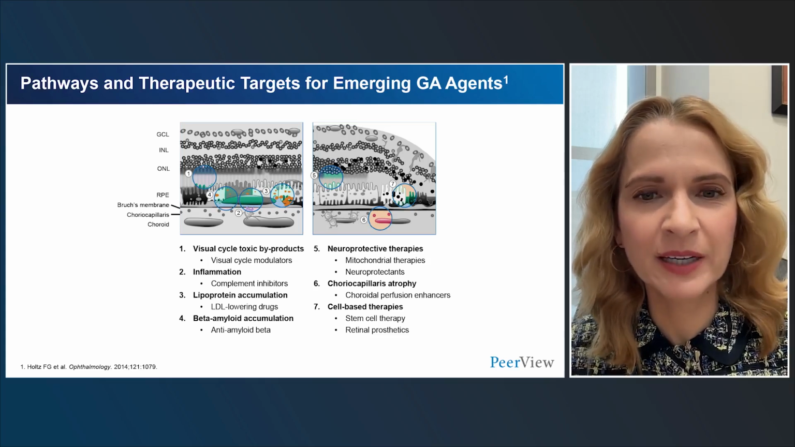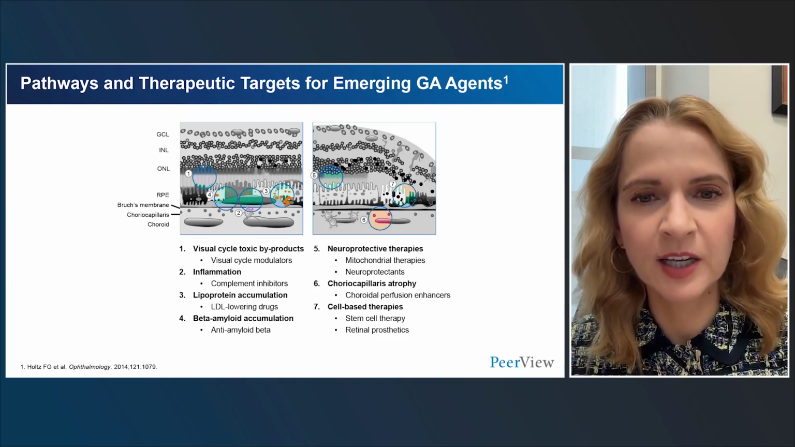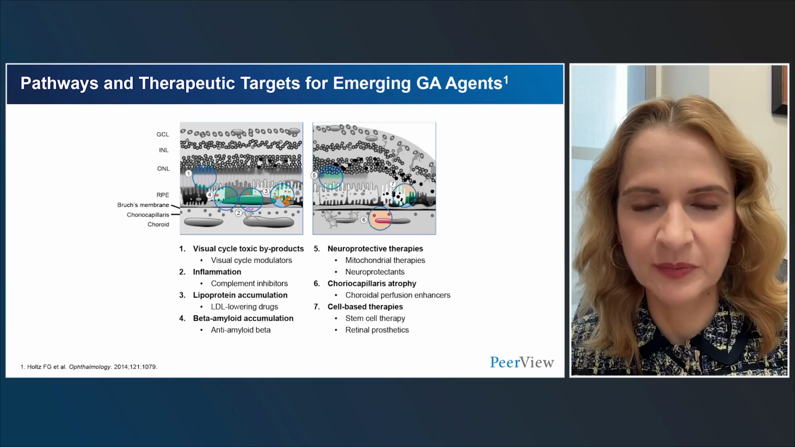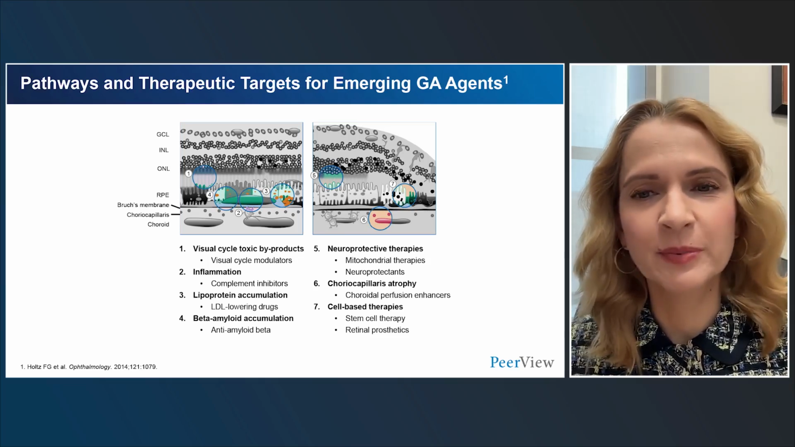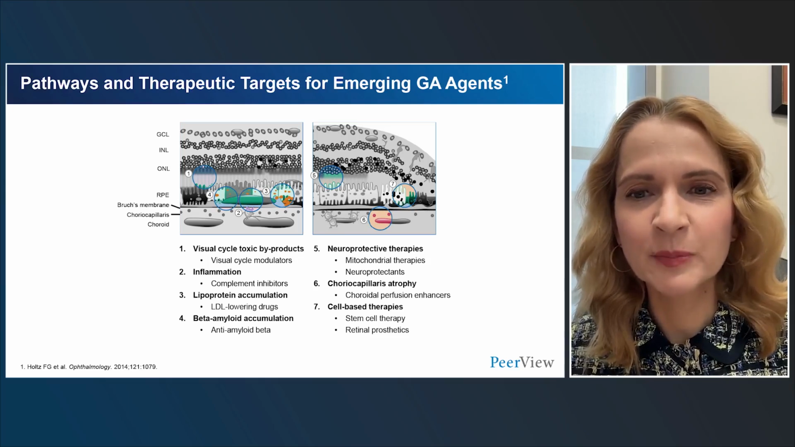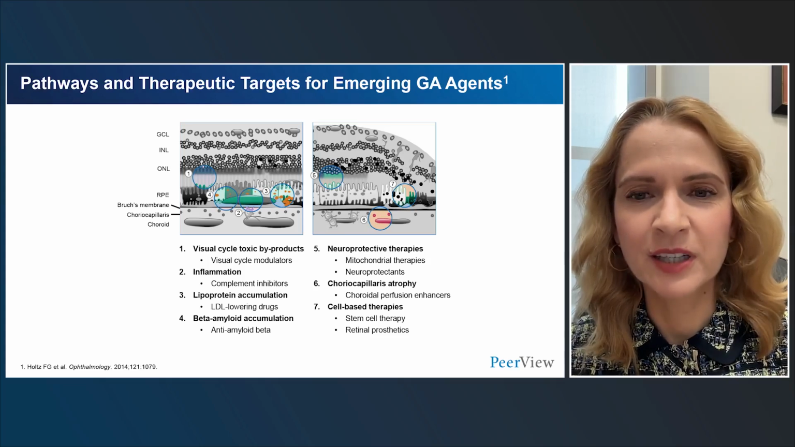Lipoprotein accumulation can be addressed by LDL-lowering drugs, and beta amyloid accumulation in the retina by anti-amyloid agents. Oxidative stress can also be targeted, as can choriocapillaris atrophy, and RPE and photoreceptor loss. RPE and photoreceptor loss are the hallmark of geographic atrophy, and they can be targeted via cell-based therapies and prosthesis.